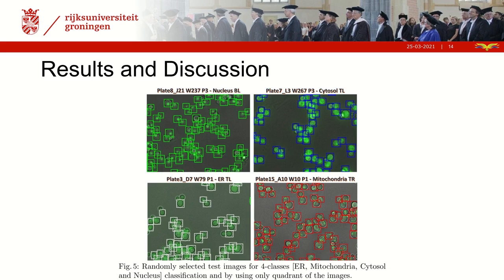This figure shows the detection and classification of randomly selected cell images based on their fluorescent coloring. Green bounding boxes show a nucleus detection, blue for a cytosol, white for the ER, and red for the mitochondria. Clearly, YOLO 4 demonstrates good detection results on these images. It's also capable of detecting parts of cells found on the border of these images.